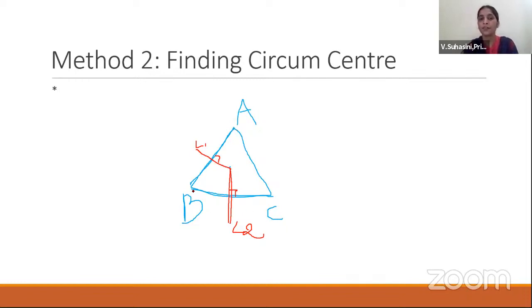L1 passes through midpoint of AB and L2 passes through midpoint of BC. L1 is perpendicular to AB and L2 is perpendicular to BC. Hence, L1 is a perpendicular bisector of the side AB and L2 is a perpendicular bisector of the side BC. And the point of intersection of L1 and L2, that is, the point of intersection of the perpendicular bisectors of the sides of the triangle is the circumcenter. Therefore, now our aim is to find the equation of L1, find the equation of L2, and solve them for the point of intersection. Is this clear for you all?